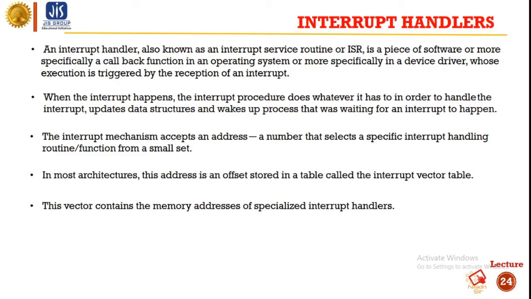Now, what happens when an interrupt occurs? Basically, when an interrupt occurs, it causes the CPU to stop executing the current program. When an interrupt is generated, the processor saves its execution state via a context switch and begins executing the interrupt handler at the interrupt vector.